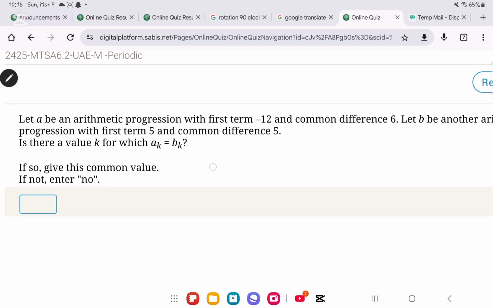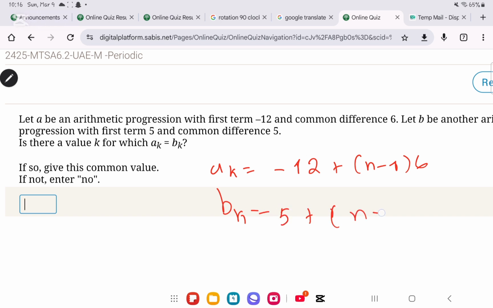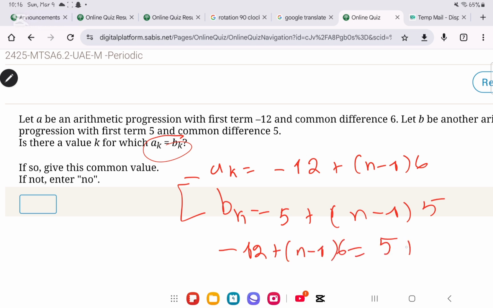So AK is equal to -12 plus n minus 1 times 6. BK is equal to 5 plus n minus 1 times 5. Now, they need AK equals BK, so you will equate them, okay? And that means very simply, -12 plus n minus 1 times 6 is equal to 5 plus n minus 1 times 5. You will move this here, you will move this there.